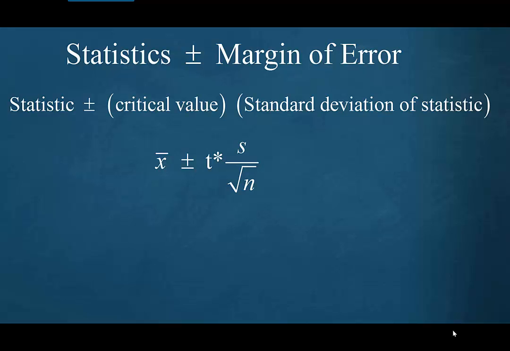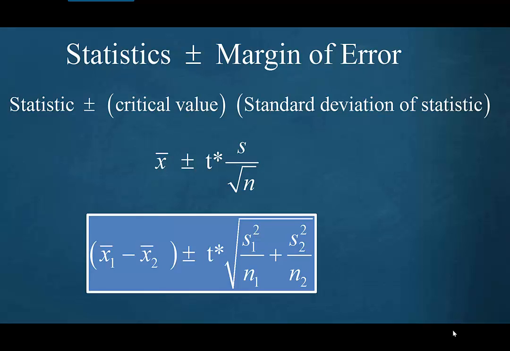So the difference of two independent means will be x bar sub 1 minus x bar sub 2 plus or minus the test statistic t star times the square root of s1 squared over n1 plus s2 squared over n2. Again, the variance of the difference is the sum of the variances. See how this was developed in the 2 prop z interval and in the reading.